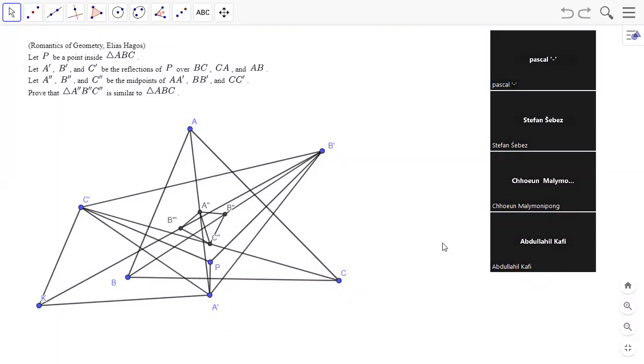I believe that most people just complex bash this, since similarity is good with complex numbers, and midpoints are also good, and there aren't any difficult things to compute. I think someone in the Facebook group might have already done a complex bash, actually. Yeah, so, probably. There has to be a synthetic solution, though.